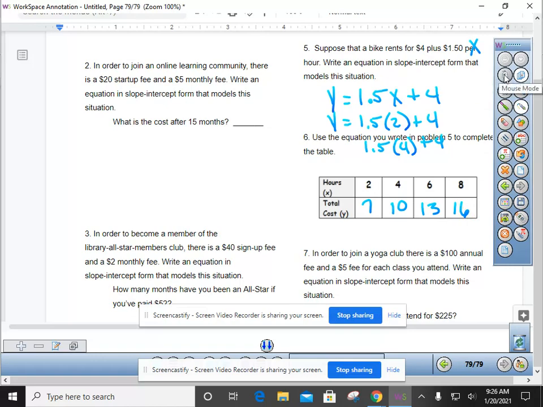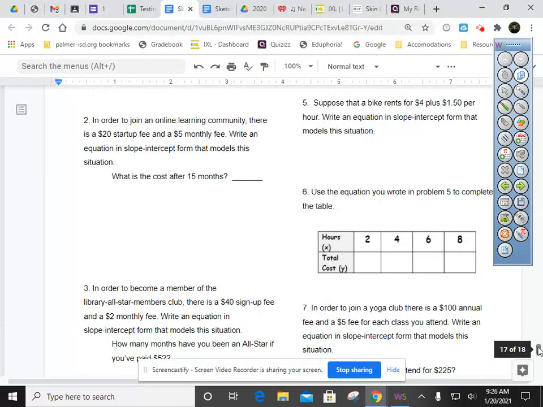Everybody still with me? It's not hard. It's the same thing. We've already solved equations this year.